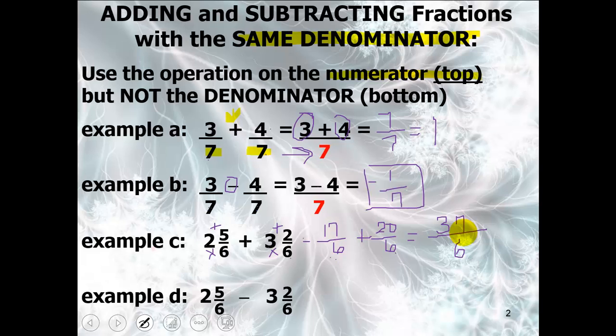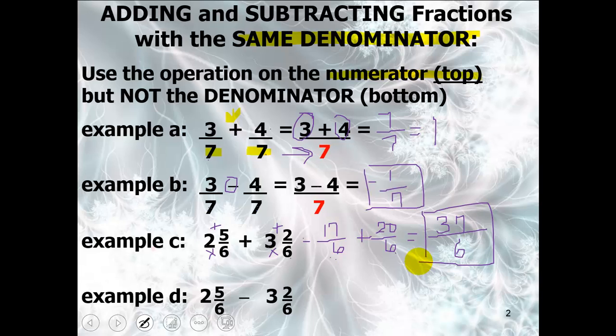Does 6 go evenly into 37? No. Is 37 divisible by 2? No, it's not even. Is it divisible by 3? No. 3 plus 7 is 10, which is not a multiple of 3. It's not divisible by 5, so this is reduced. Okay?